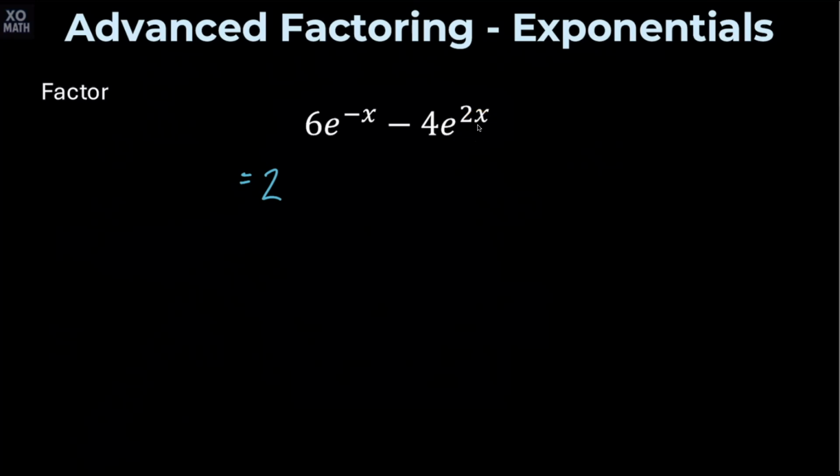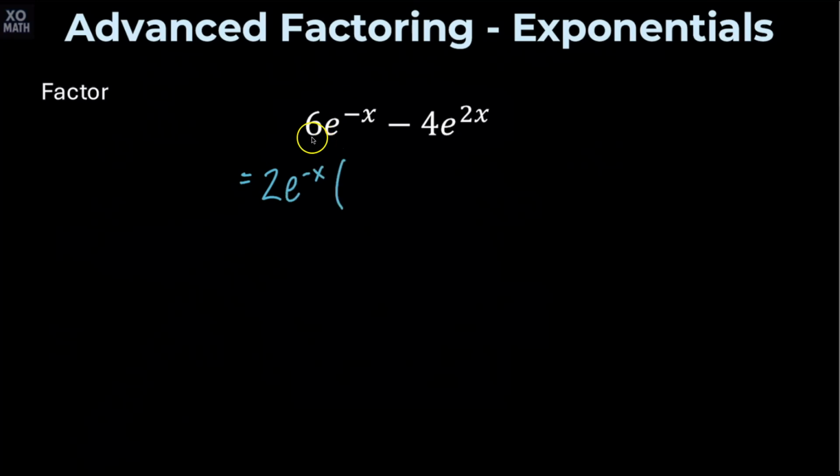What are we going to factor out there? Like I had mentioned from the last example, between 4x and 2x, when those were the exponents, we pulled out 2x because it was smaller. Well, negative x is negative. It's smaller than positive 2x. So we are going to take out e to the negative x. We're going to factor that out.